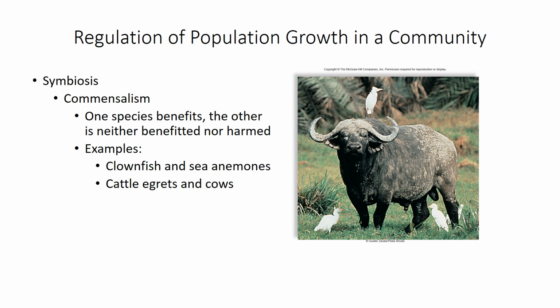Okay. And the second one are cattle egrets and then cows. Cattle egrets are able to eat the bugs off of the backs and the skin of these cows. The cows don't really get anything per se. They just kind of let them live there. Also, like a bird that lives in a tree, the bird isn't benefiting the tree per se. The tree just has branches that the bird can live in.